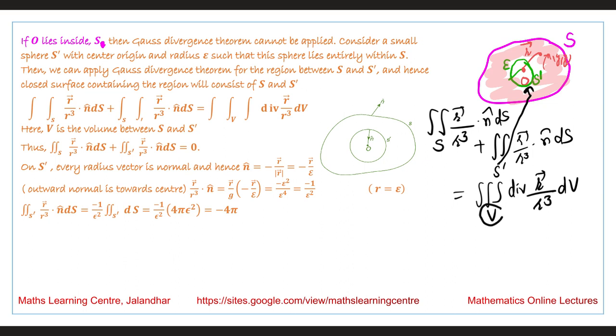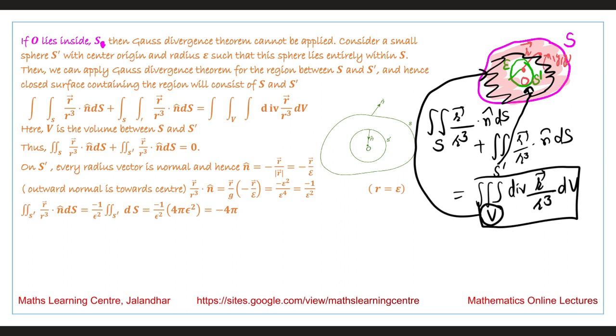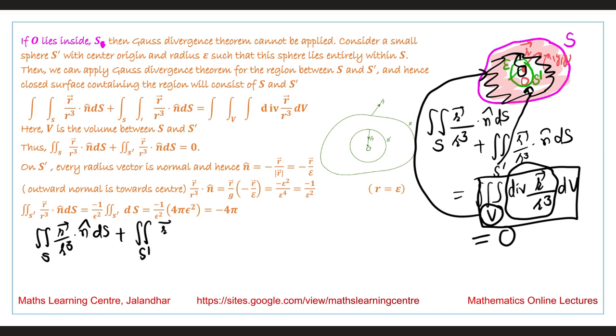Now this volume we are talking about is the volume between these two regions. For this volume, the origin lies outside, since it lies inside the inner portion. So the value of the divergence of r vector over r cube is 0 over here. So what we obtain from this is that the double integral over S of r vector over r cube dot n cap ds plus the double integral over S dash of r vector over r cube dot n cap ds is equal to 0.